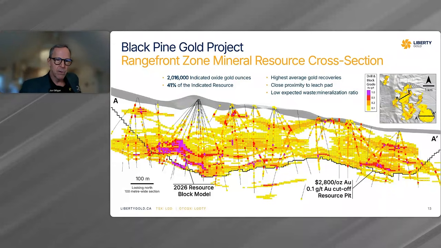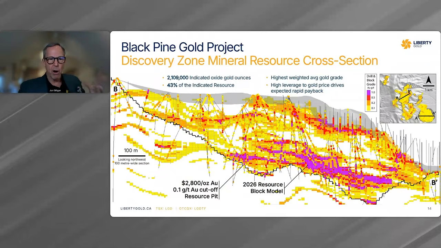A quick cross section from Rangefront, which is the center down in the bottom left-hand corner of that inset. You can see in purple the high-grade lenses, sort of flat-lying lenses, and then there's a sea of lower-grade material surrounding those. All of that is mineralized. All of that is ore in the pre-feasibility study. And that low strip ratio, as you can see, there's not a lot of waste in that image, really allows us to drive the economics of this project.